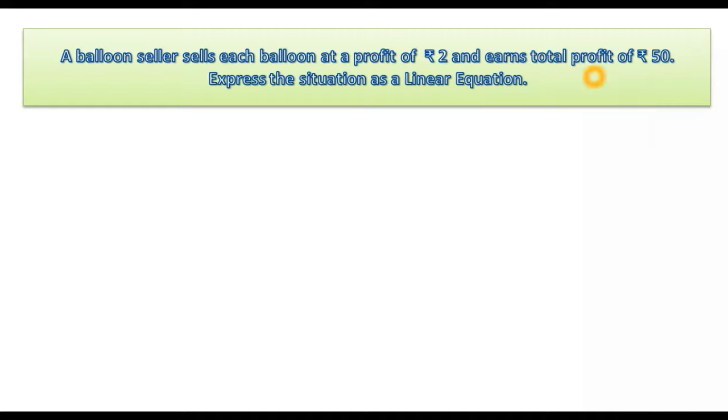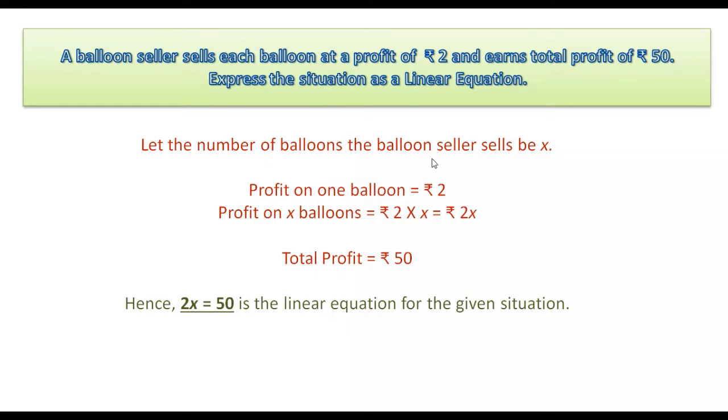We know the known quantities here: a profit of rupees 2 on each balloon and a total profit on all balloons of rupees 50. Now we need to denote the unknown quantity by a variable. Here the unknown quantity is the number of balloons, because we don't know how many balloons the seller has sold. So let us suppose the number of balloons the balloon seller sells be x. So we are denoting an unknown quantity by a variable. Now the balloon seller sells how many balloons? X balloons.